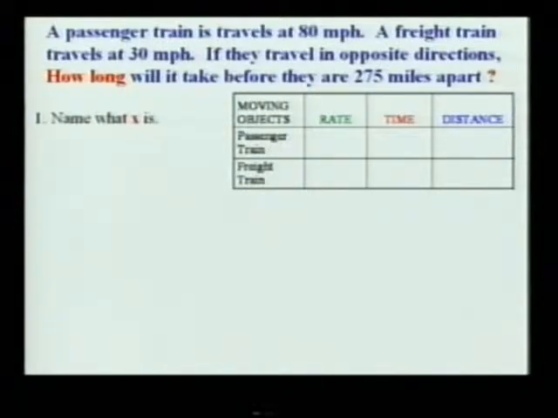Here, they wanted to know, well, let's see, a passenger train travels at 80 miles an hour, a freight train travels at 30 miles an hour. If they travel in opposite directions, how long will it take before they're 275 miles apart? So they're asking how long. So I'm thinking X in this case is time. Okay, so there's my first step.